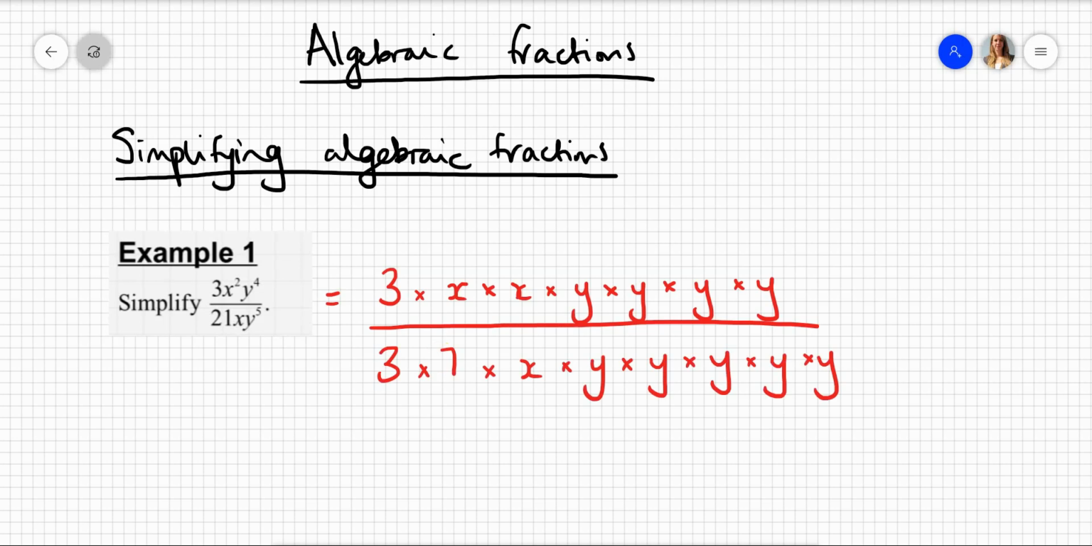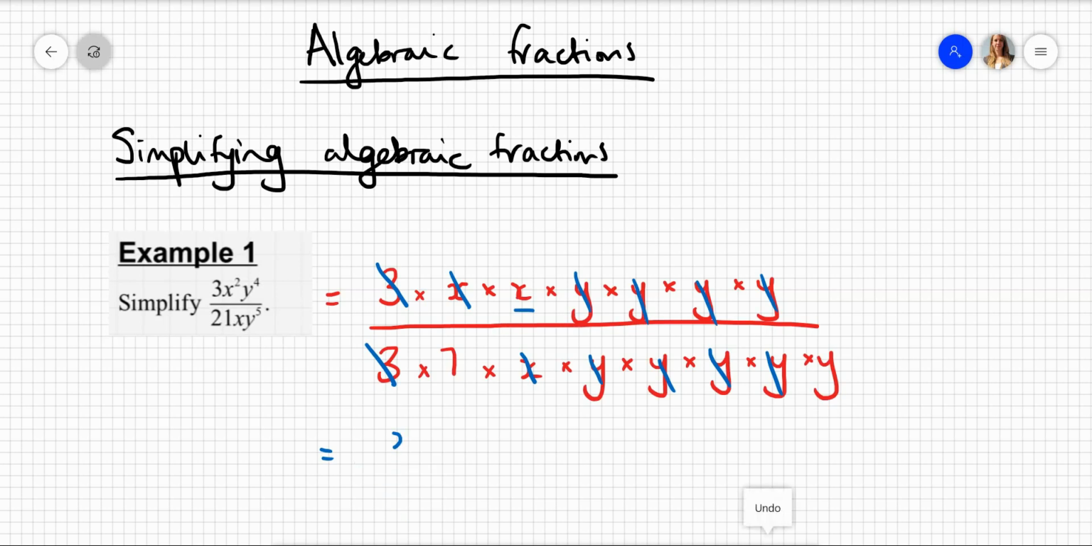Now, often what people will do is they'll have a look at the numerator and the denominator and they'll cross out terms that match. So we end up with, on the top we've just got this x left, and on the bottom we've got 7y. It's fine to do that as long as you understand why we can do that, and as long as you understand that it only works for multiplication.